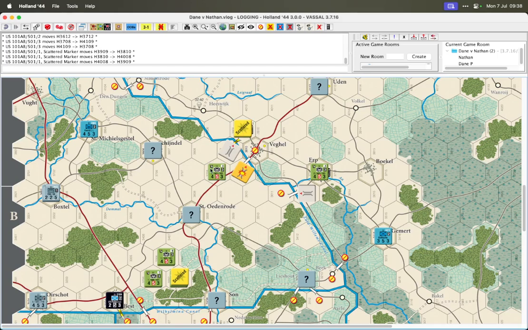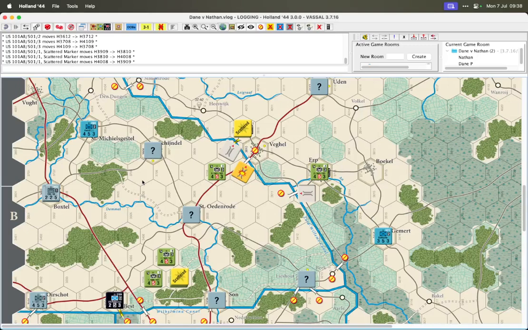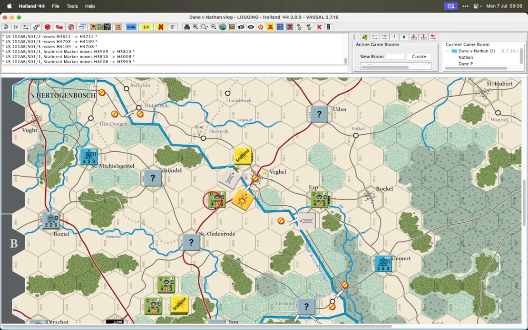Got it. Again, I wouldn't worry about defending Vagal on turn 1 because nobody I have can reach it. But on turn 2, you want to have somebody who can get in there and hold it. Yes, I see. So then this guy should come to St. Odin Road or what? You're making me play your turn. So I would leave him up here for turn 2 around Vagal.